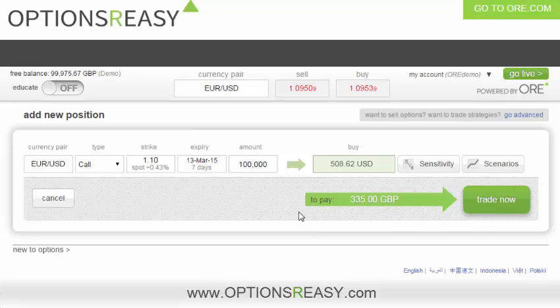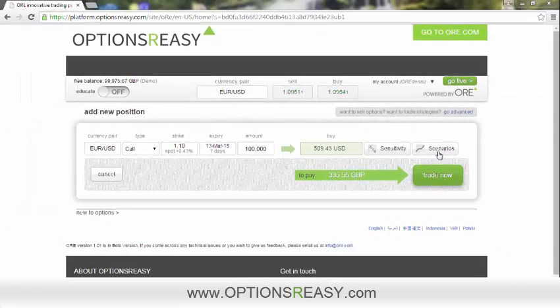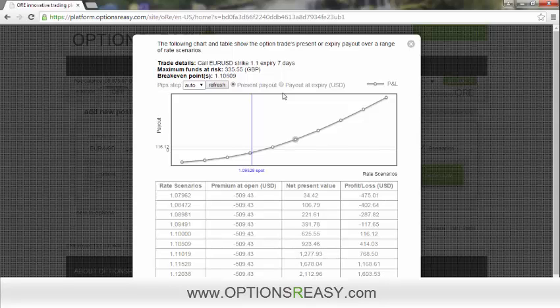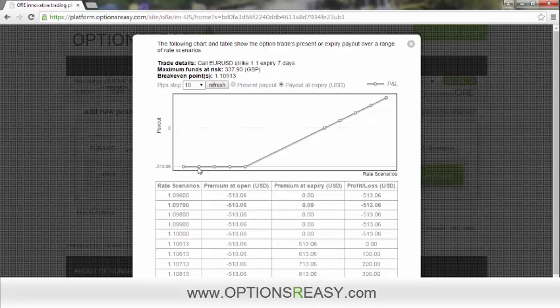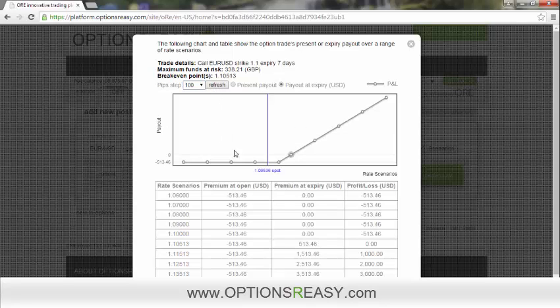And you can see that this option will cost around $500. Now let's check out the payout for this option by clicking on the Scenarios button. First we'll look at the payout at expiry. Now using the pip step function on the left here, you can view different ranges of market rates. If I choose 10 pips here, it means that each point on the chart and also in the table is 10 pips apart. It's giving me a very narrow range to analyze. But if I go and change it to 100 pips, I'm getting a much wider view.